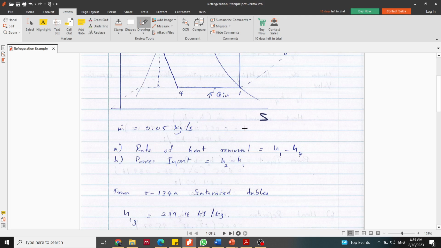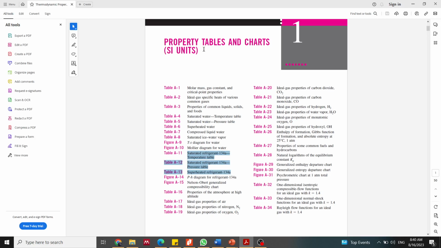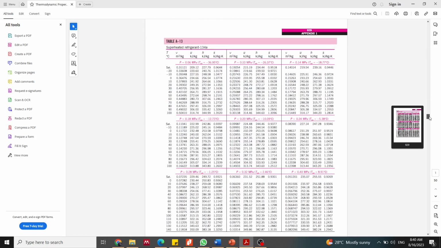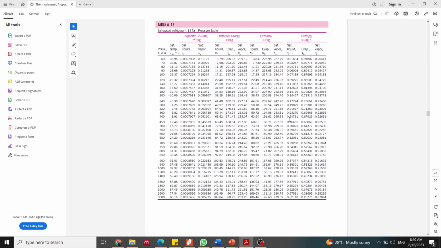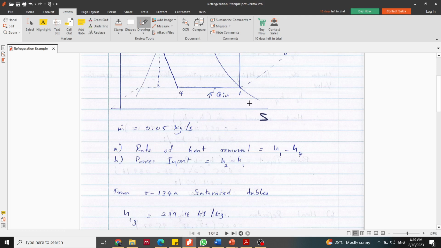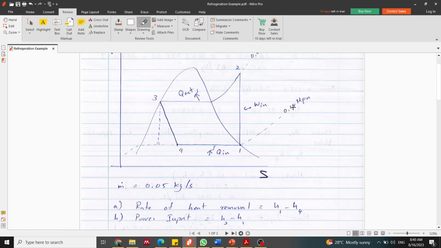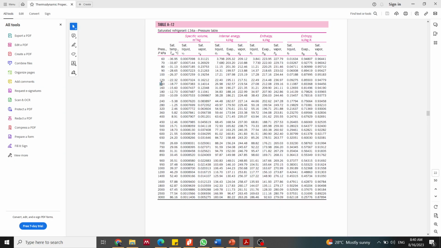So let me go inspect the property table. Now we are interested in saturated refrigerant 134a. We have the temperature table and the pressure table. Since we know the pressure, we can follow the pressure table, and also we have to follow the superheated table as well. So A12 and A13 we go. In A12, our pressure line is 0.14 megapascal, that means 140 kilopascal.